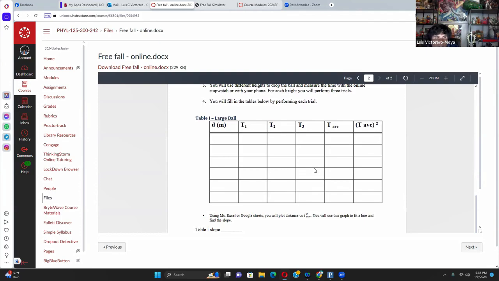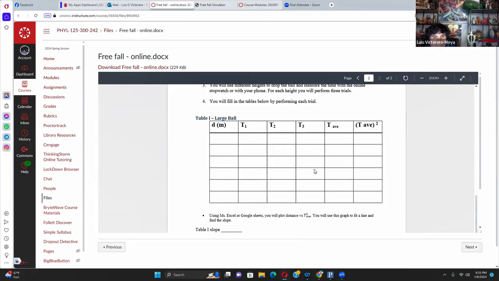I would recommend using the online stopwatch or your mobile phone, just so you have a feeling of what you will be doing in a lab. In a lab, you will normally do something like that. And it's a way to introduce some level of uncertainty and discrepancy. There's nothing wrong with that.